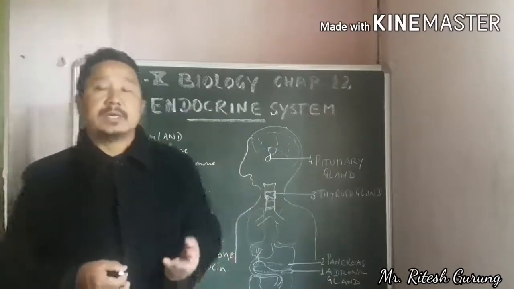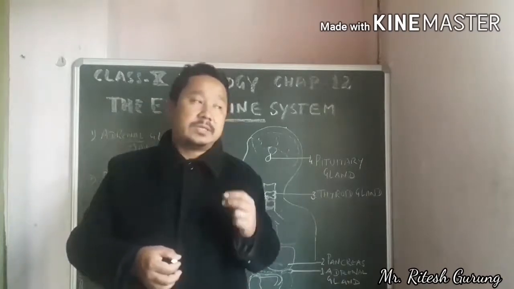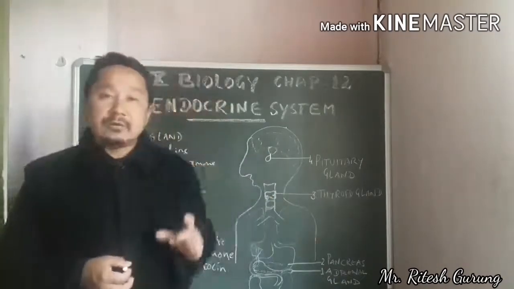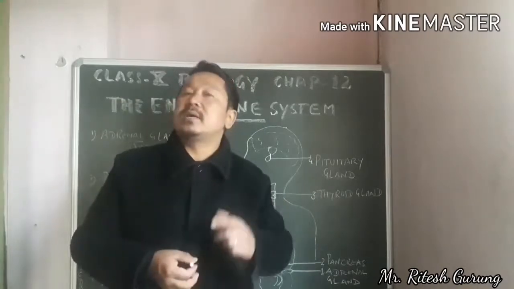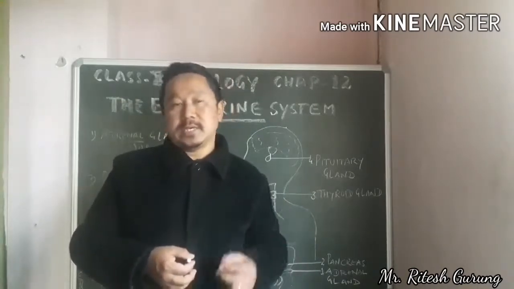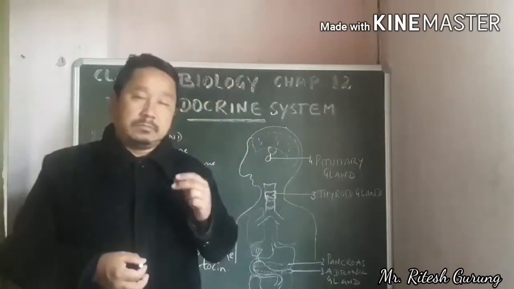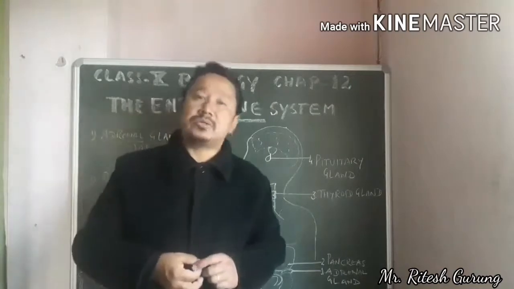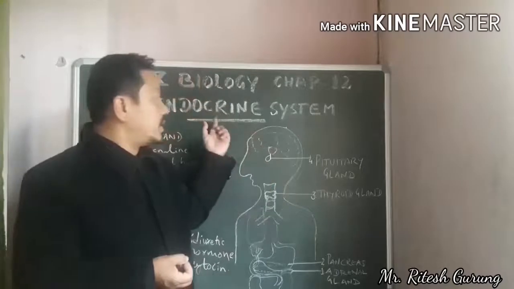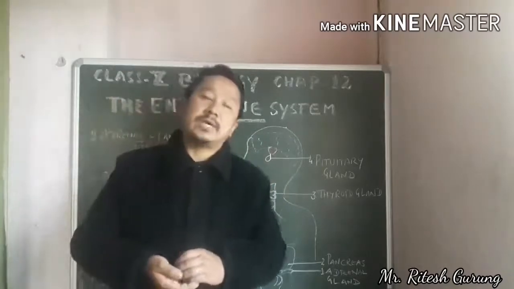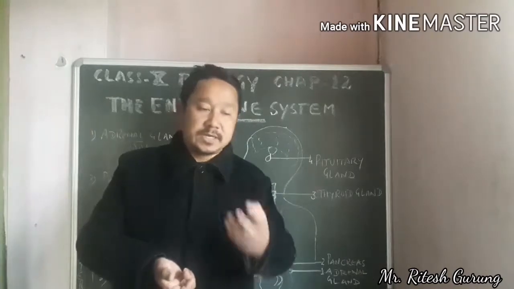It is a system which consists of several glands or glandular cells which produce chemical substances. Chemical substances in this context are hormones, to bring about chemical coordination in the body. That is your endocrine system. So here, your chemical substances in this context are hormones.